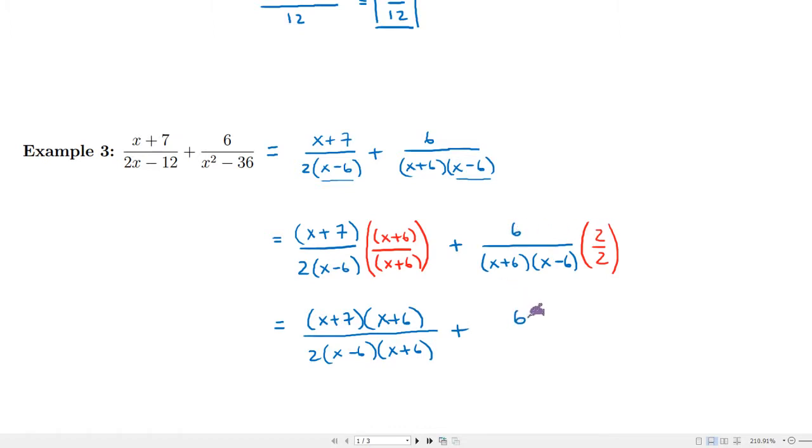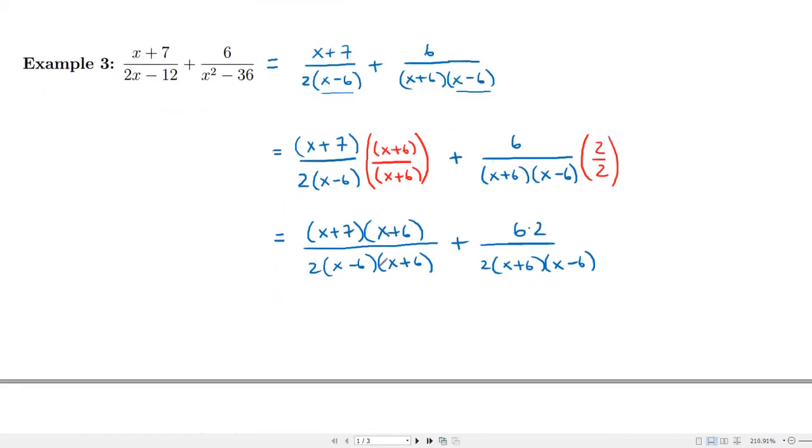Well, we could write it as 6 times 2, and then we'll simplify. (x + 6)(x - 6), and then we could put the 2 here if you want. Okay, now look at what we have. We have a common denominator, right? The factors are just written in a different order, but they're there, and by commutativity, that's fine. So what do we actually have here? This is (x + 7)(x + 6), and then plus 12, and then divided by this common denominator, 2(x - 6)(x + 6).